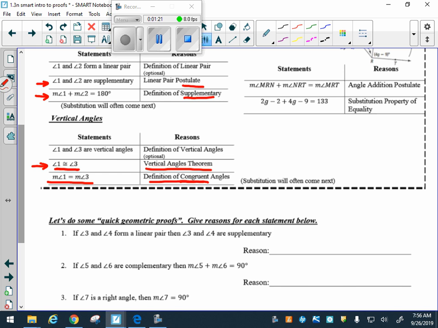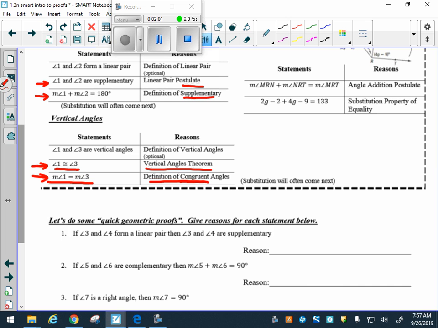Now notice when I use a congruent sign, I just have angle symbols. But when I have an equal sign, I have to put the little m's: the measures of the angles are equal. Pay attention to that because on your test, most of you forgot the little m's in the angle addition postulate: measure of an angle plus the measure of an angle equals the measure of another angle. Whenever you're in an equation, you have to be using things that are numerical. So the little m stands for the measure of the angle, not the angle itself, but the measure.